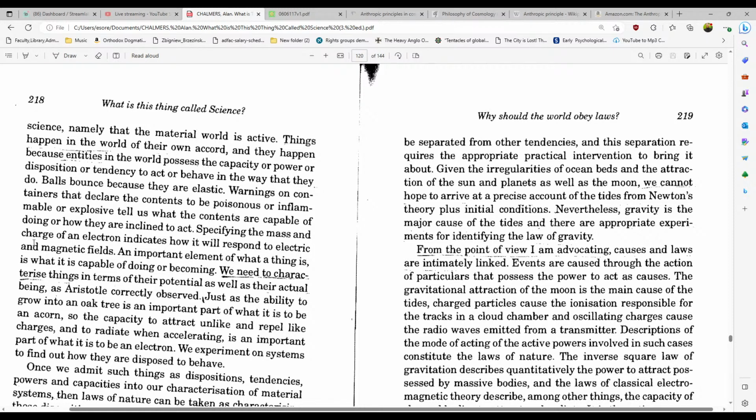Then we can talk about the irregularities of ocean beds and the attraction of the sun and planets as well as the moon. We cannot hope to arrive at a precise account of the tides from Newton's theory, plus conditions.